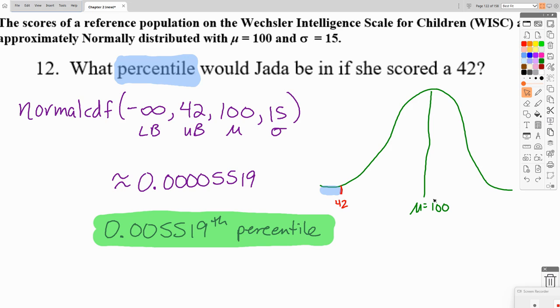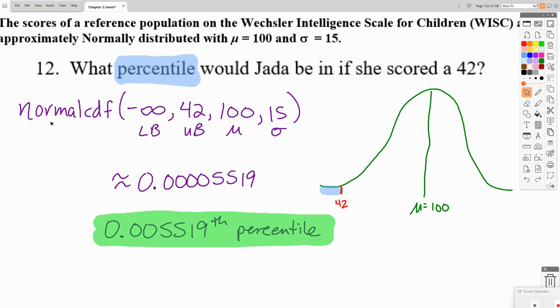The mean in the middle's at 100. Jada scored a 42. She is well below the mean. We could figure out roughly how many standard deviations 42 would be below 100 if the standard deviation were 15, but I'm just going to go it's somewhere pretty far down. So I just marked 42. Percentile by definition, remember, is less than or equal to. So I want to shade less than 42. And if I want to know percentile, I need to find area.